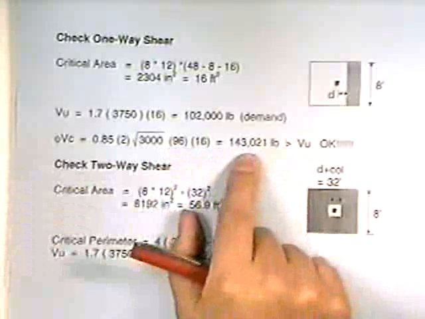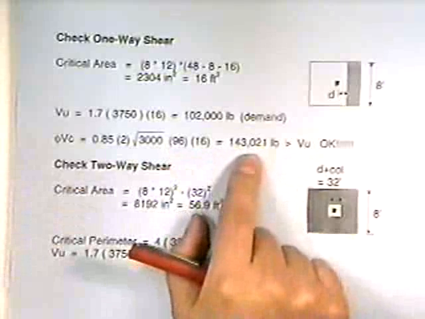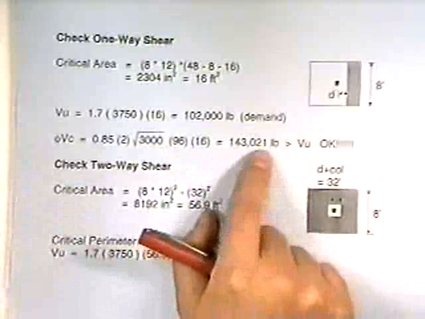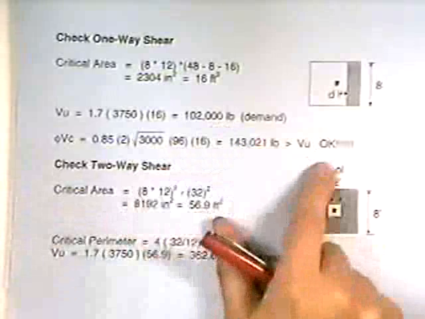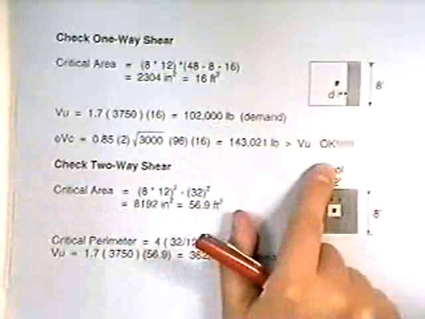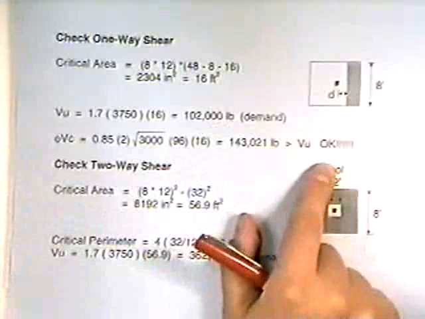The number turns out to be 143 kips, which exceeds the demand. Therefore, it's okay for one-way shear. It won't fail in one-way shear.